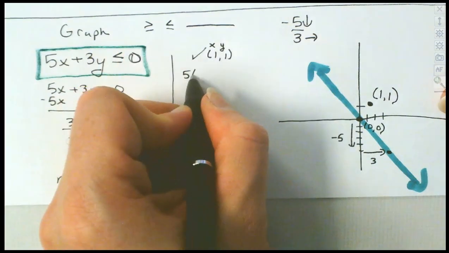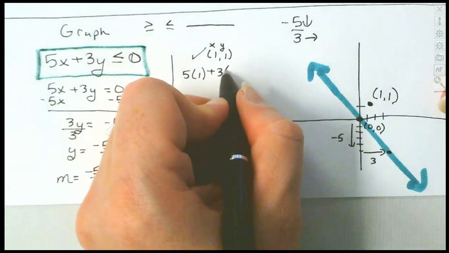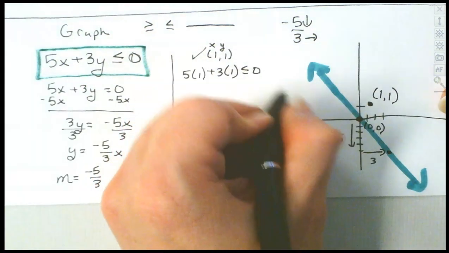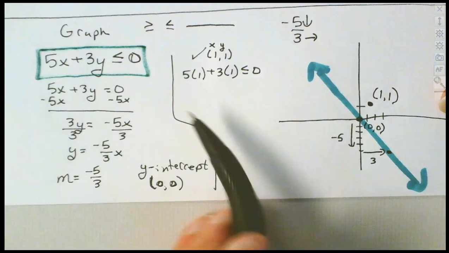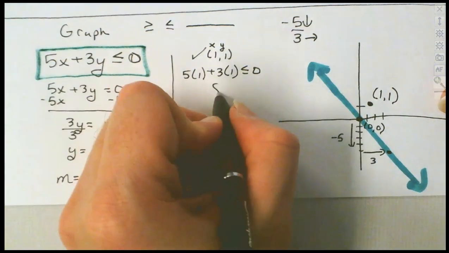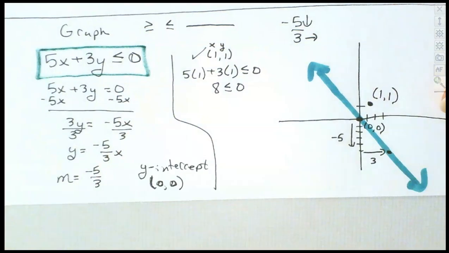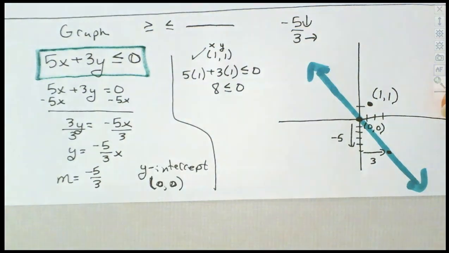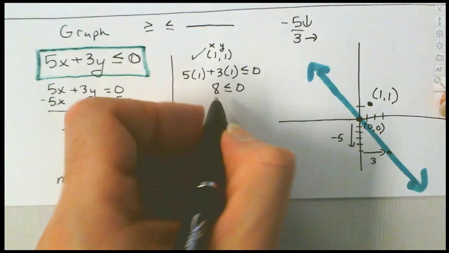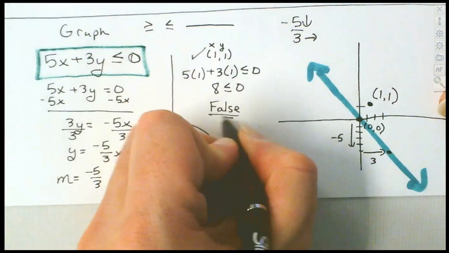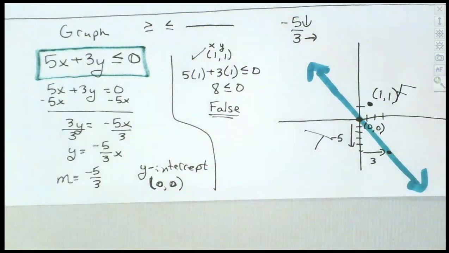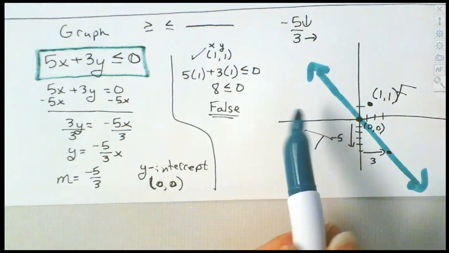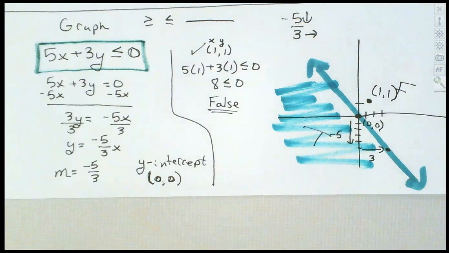And that's going to be 5 times 1 plus 3 times 1 is less than or equal to 0. And the left-hand side, let's see what that would be. That would be 5 plus 3, which makes it 8. And is 8 smaller than 0? Is that true or is that false? Be false, okay. And where was the 1, 1 at? 1, 1 is on this side, so this side is false. This side is true down below. Where do we shade? True part, so we shade right there. Okay.